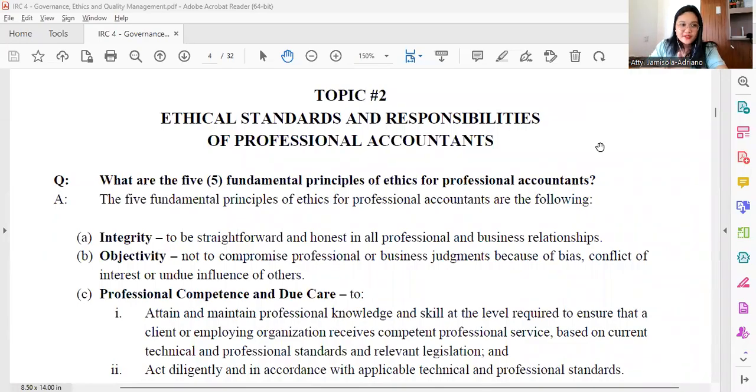So the second topic of this review is all about the ethical standards and responsibilities of professional accountants. This is also a very important topic because we have to always apply this in our professional practice. When you become certified public accountants, let's say next year or this year, God willing, you have to make sure that you apply these ethical standards on a day-to-day basis. You have to learn this by heart.